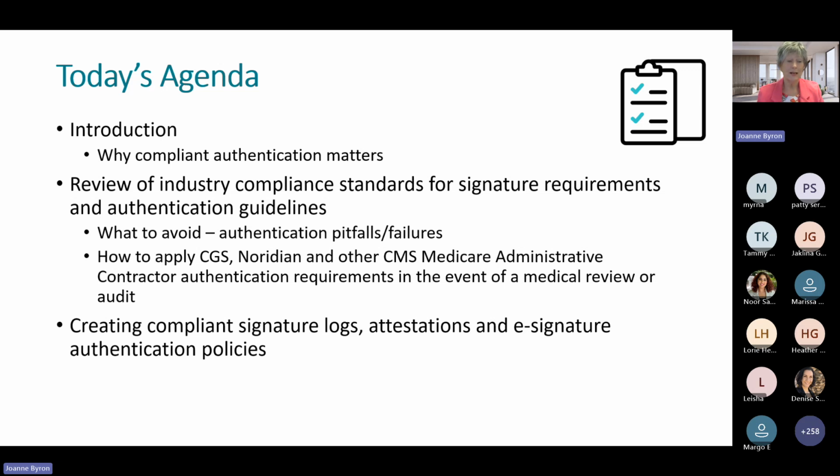We're going to talk about how to apply CGS, Noridian, and other CMS Medicare Administrative Contractors, or MACs, and their authentication requirements in the event that you undergo a medical review or an audit. And then we're going to talk about remedies. There are certain things that if you don't meet all of CMS's requirements, they allow signature logs, attestations. And we're also going to end with how to develop an e-signature authentication policy that if you're using electronic records, a CMS auditor or CMS contractor could go ahead and request that. And if you don't submit it, they can deny the claim. So it's very important that you have that if you have an EHR.